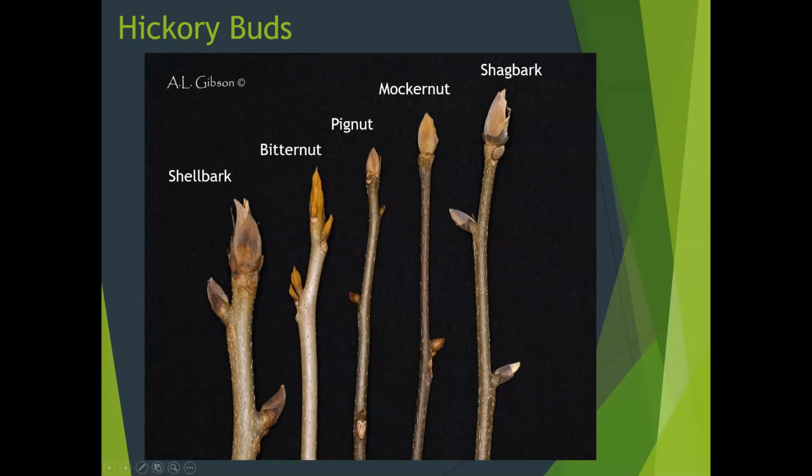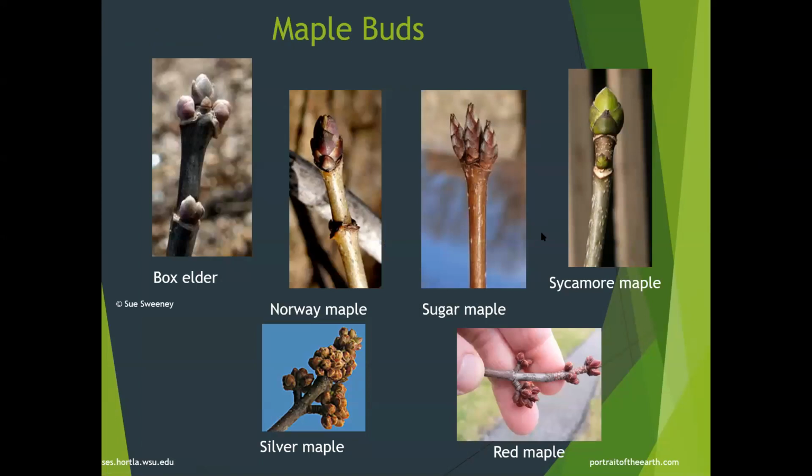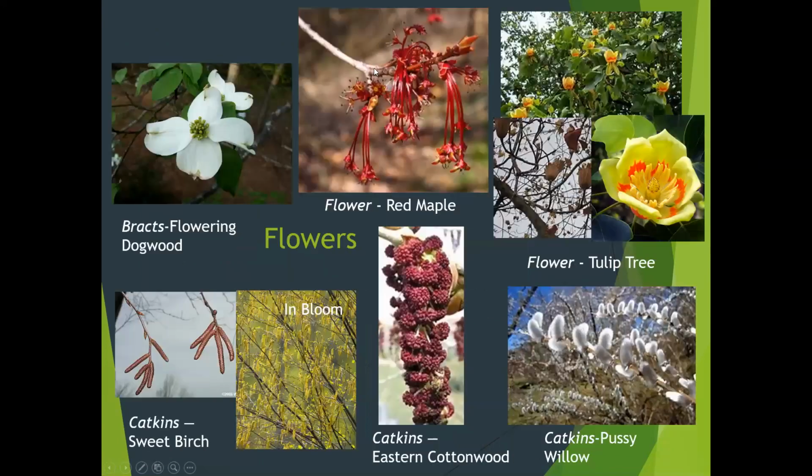And maple buds too are very different. You can see all the different colors and shapes, and you can see how they could be really important identifiers of the tree. So the next thing we're going to talk about are flowers. Most trees have very inconspicuous flowers that are very small and high up and fall off early, like the red maple. The tree just looks like it has a haze of red.